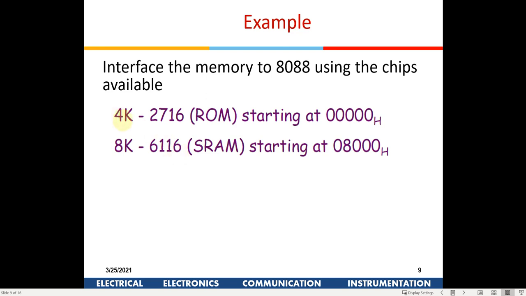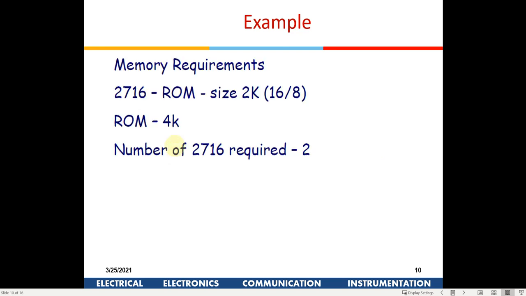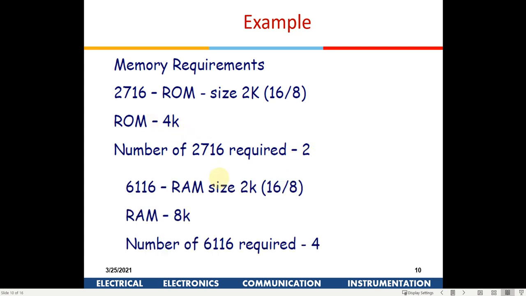So we need a total of 4K ROM, and we require 8K RAM. We need to use 2 such chips and 4 such chips to get this address, right? Here it's written 2K, so the number required is 2. 2 of them will be required, since the total requirement is 4K. And here again the memory chip size is 2K, and the total requirement is 8K, so we require 4 such chips.